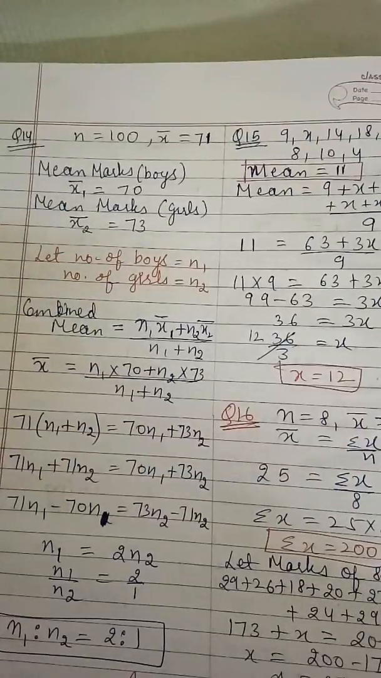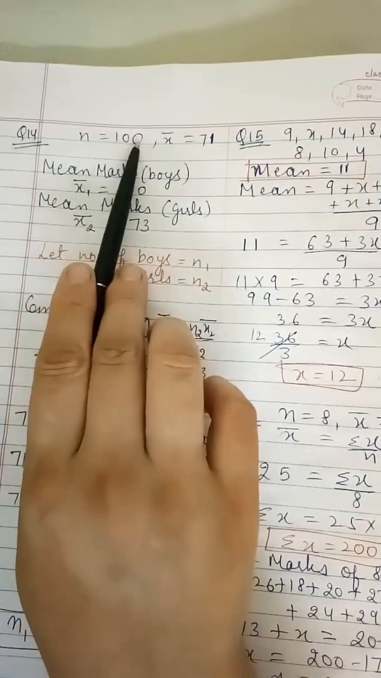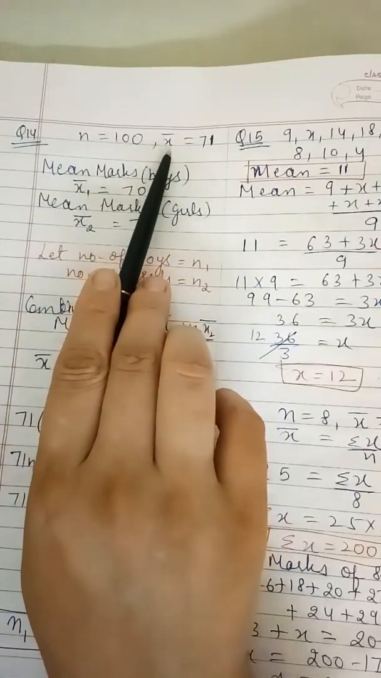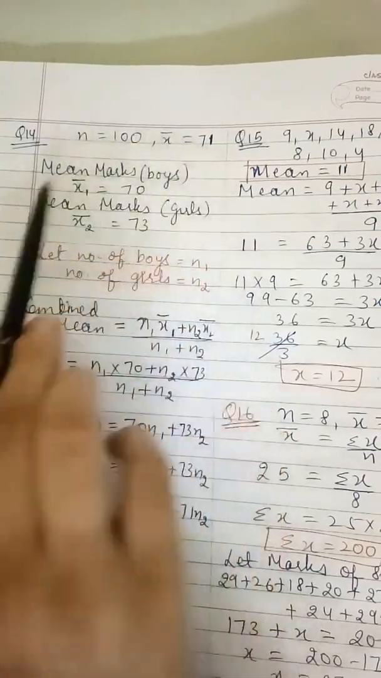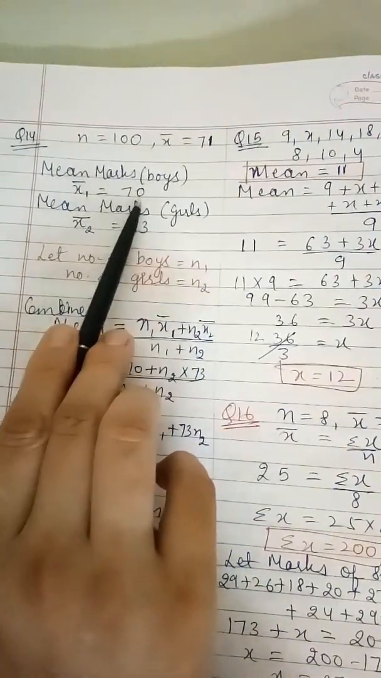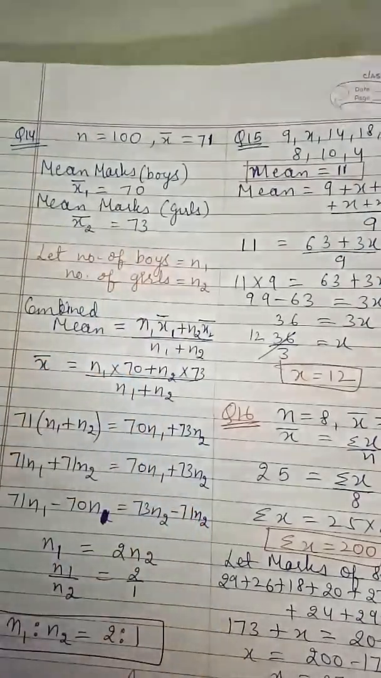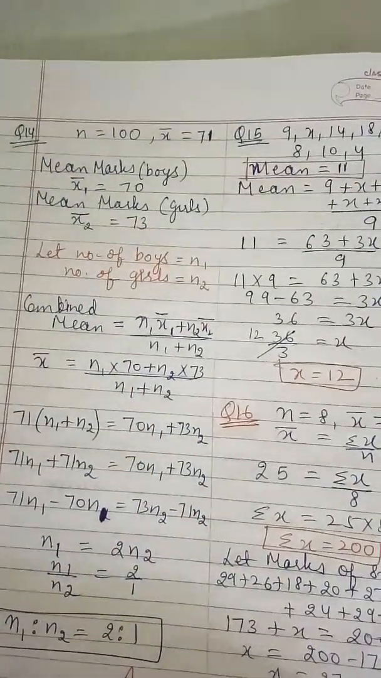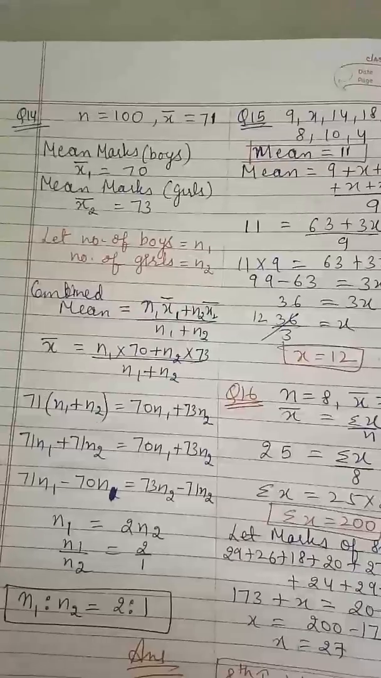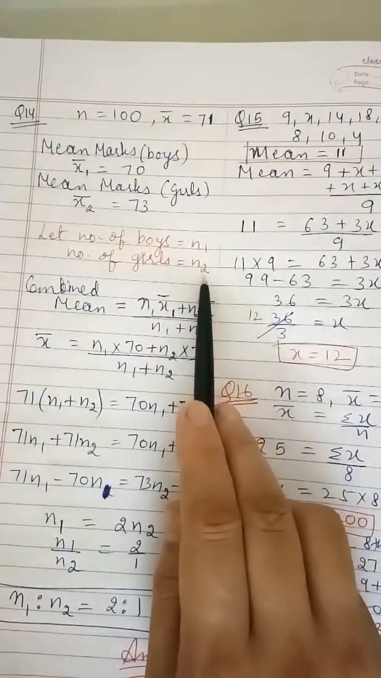Come to question number 14. The mean marks out of 100 of the boys and girls in an examination is 70 and 73. It means the total students are 100, n is 100, and the total mean is given as 71. So here the mean marks of the boys, we will take x1 bar, it is 70. Mean marks of the girls, x2 bar, it is 73. You are supposed to find the ratio between boys and girls. So let the number of boys be n1 and the number of girls be n2.